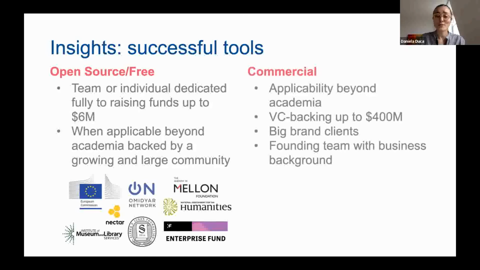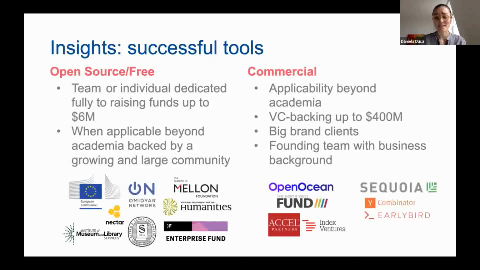In terms of commercial tools, the commercial tools that are popular within the social science community almost always have an applicability beyond academia, so beyond even the social science discipline. And there are many that are actually backed by quite well-known VCs like Accel, Index Ventures, Y Combinator. And almost all as well have some big brand clients, even beyond just big universities. And in their development team or founding team, they always have someone who has a good business background.